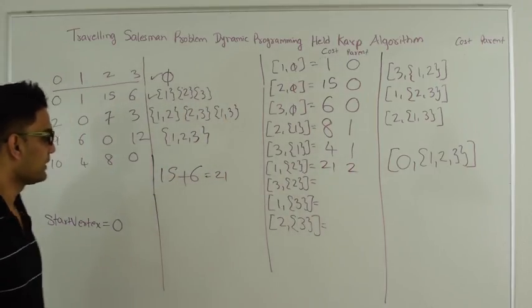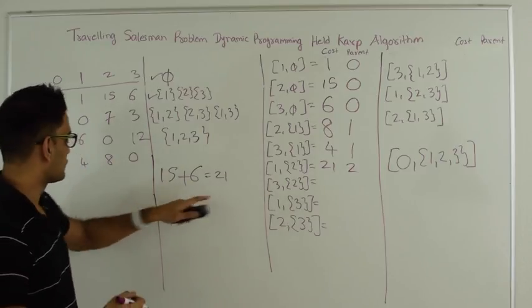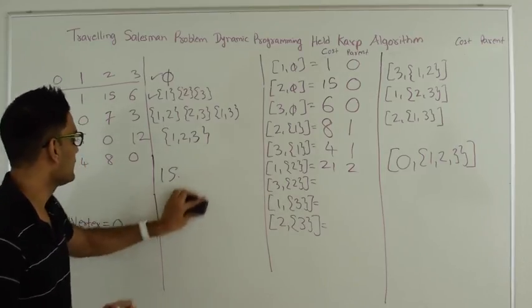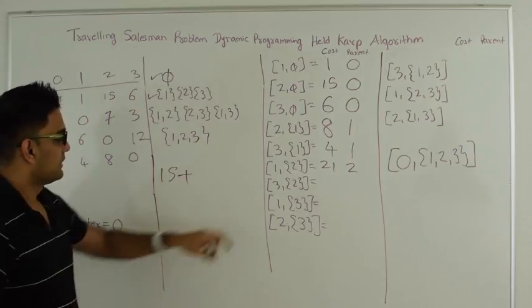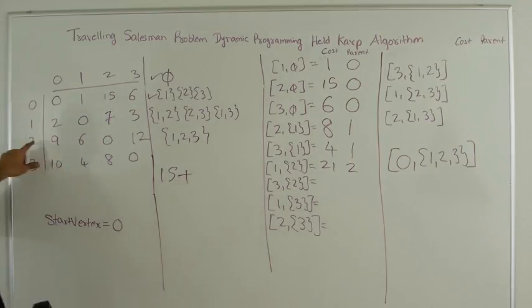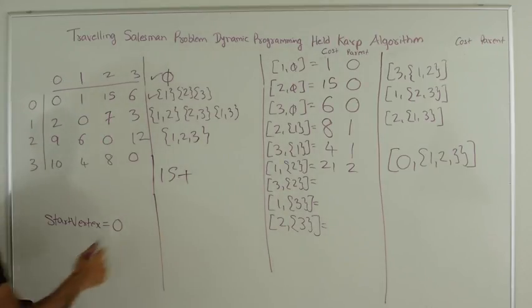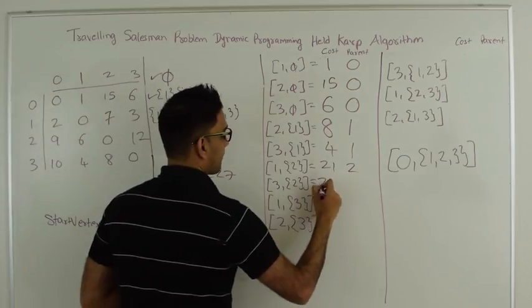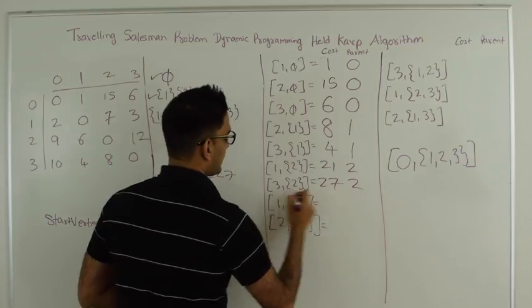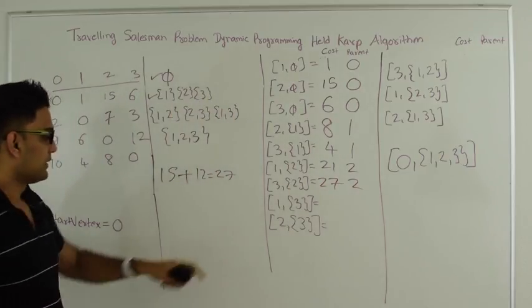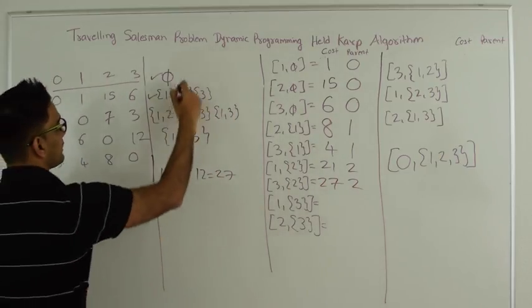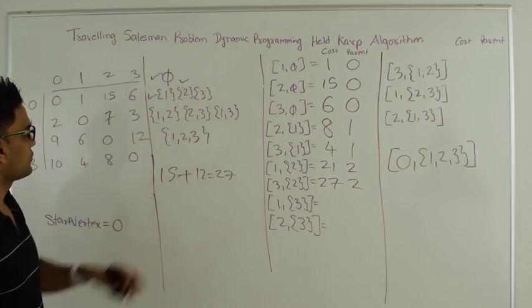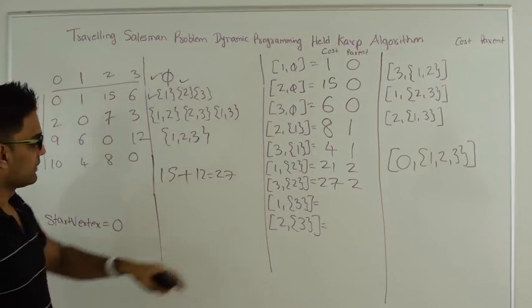Similarly, 3, 2 will be whatever it takes to reach 2 from 0, which is 15, plus 2 to 3. So 2, 3 is 12. So this is 27. And again we are reaching 3 via 2. Finally, we are done doing all the vertices for subset 2. So then we are going to pick subset 3.